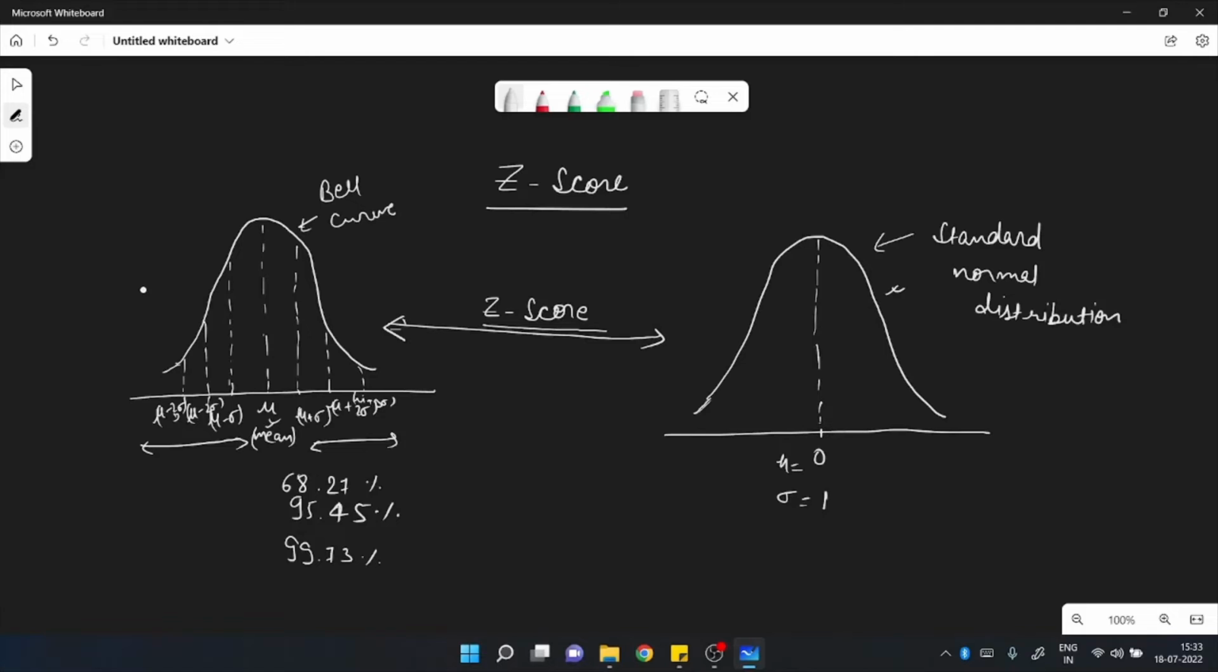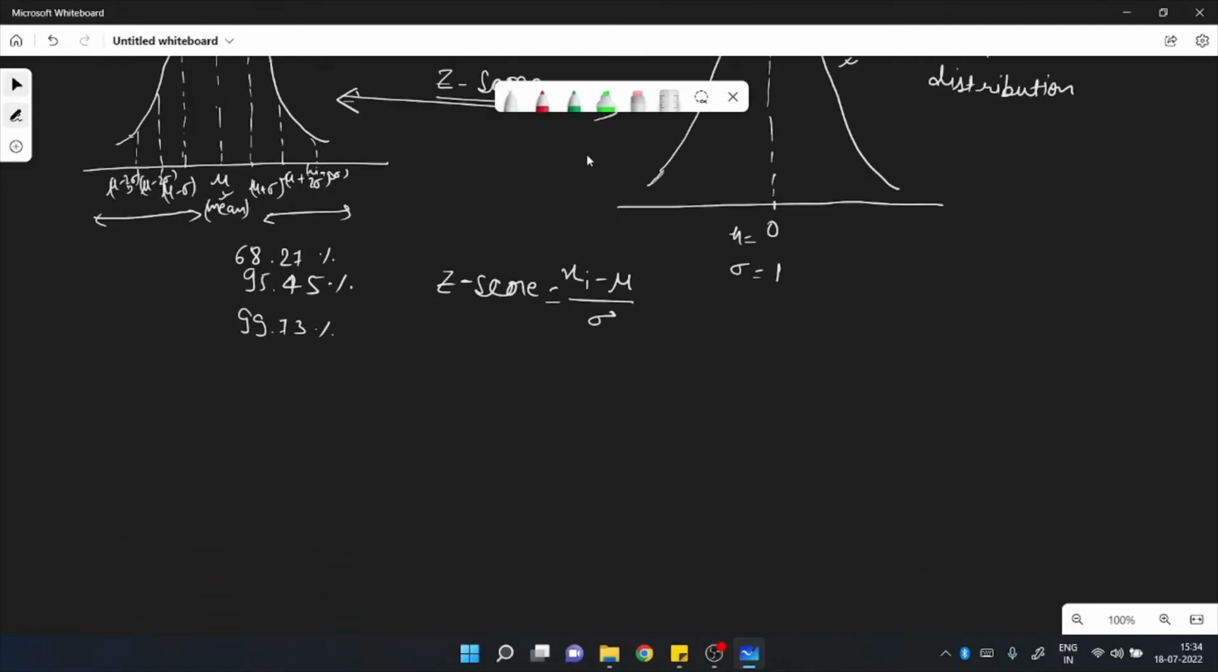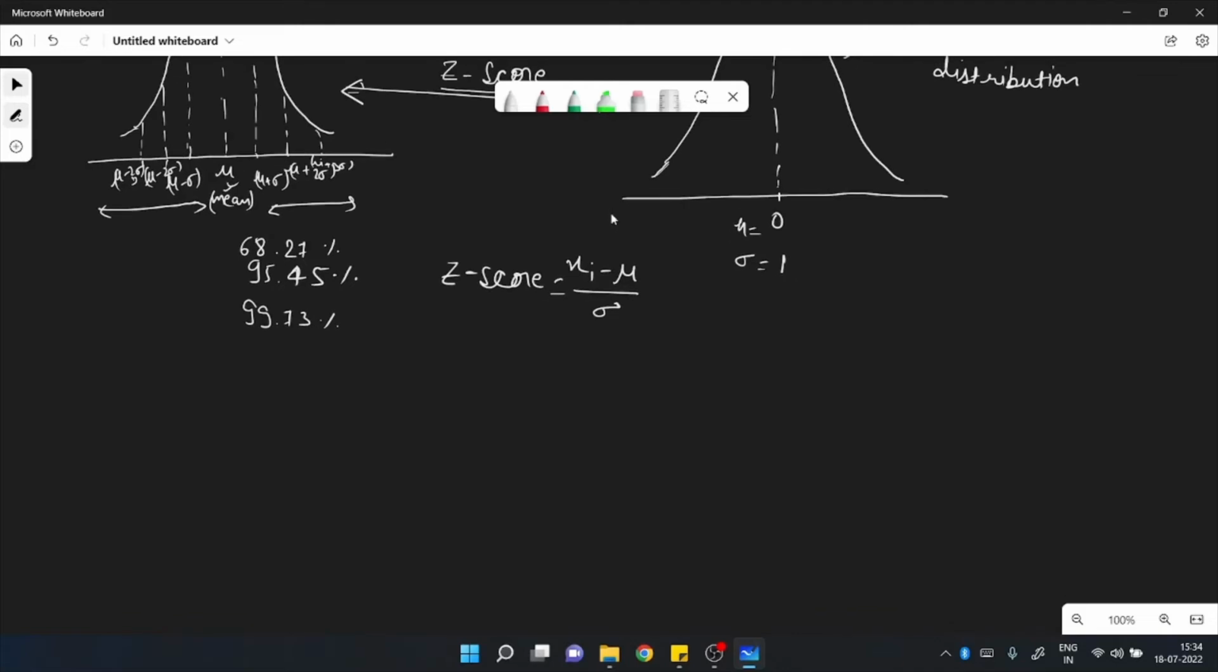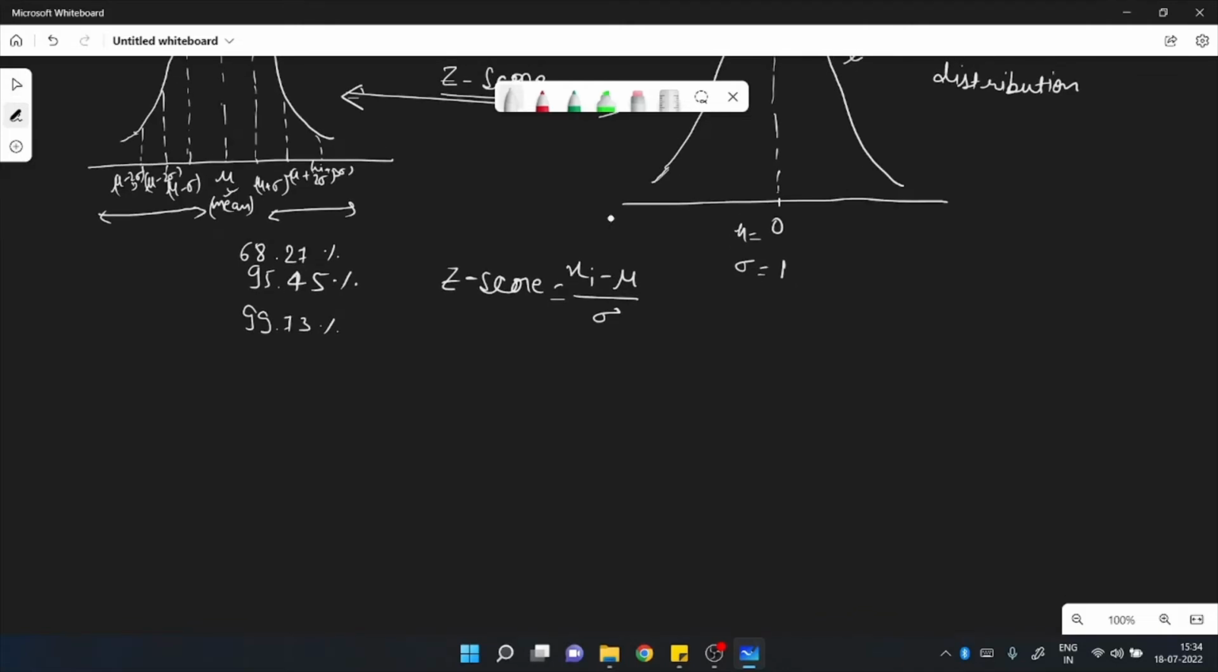Now let's understand what this Z-score formula is. So the Z-score formula can be written as xi minus mu divided by standard deviation. Okay, now let's take one example to understand it more clearly. Okay, I hope it's visible. So this Z-score formula is xi minus mu divided by standard deviation.